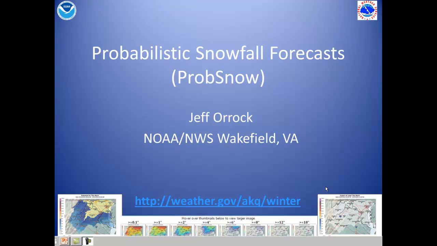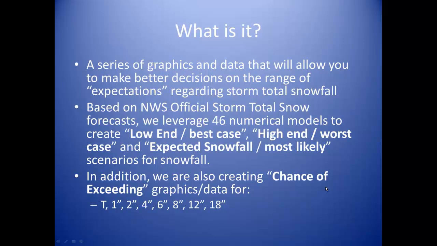Today we'll talk about some slight modifications that have been made to the winter weather forecast provided by the National Weather Service, focusing on the probabilistic snowfall information that we provide. All of the probabilistic snowfall forecasts, as well as the expected forecast snowfall, are available at weather.gov/AKQ/winter.